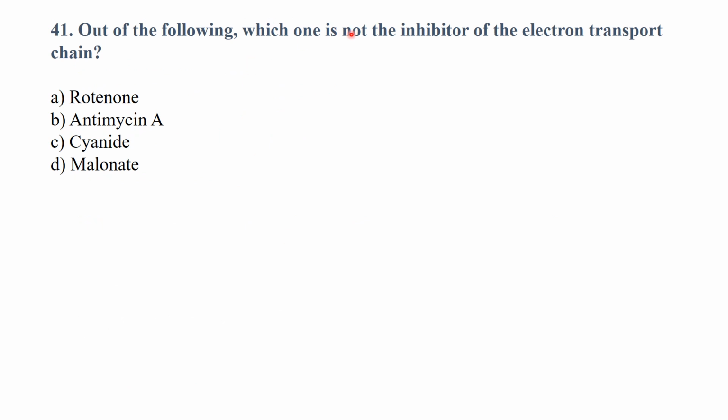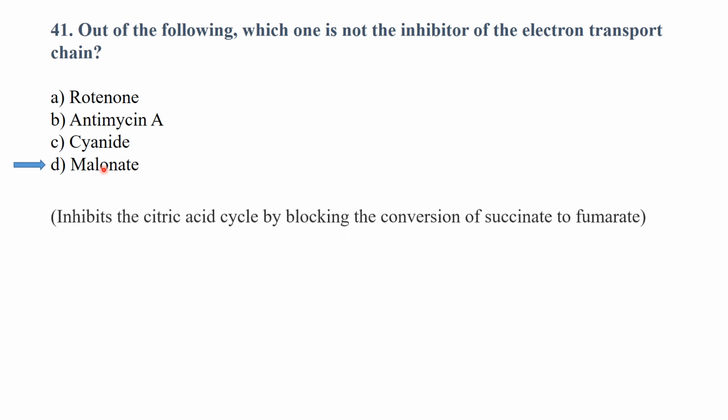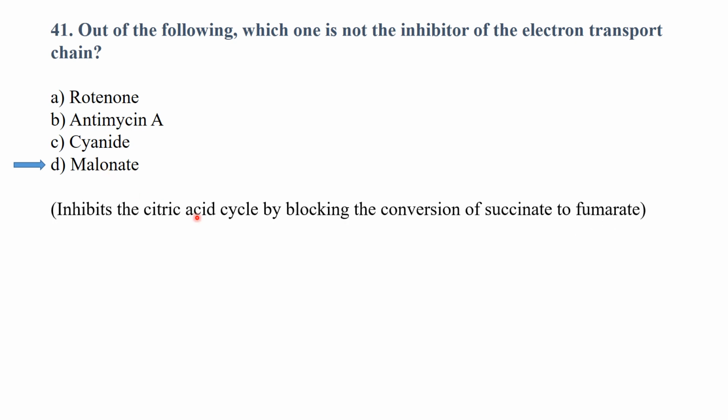Out of the following, which one is not the inhibitor of electron transport chain? तो इनमें से कौन सा इलेक्ट्रॉन ट्रांसपोर्ट चेन को इनहिबिट नहीं करता? तो मेलोनेट नहीं करता क्योंकि मेलोनेट जो है it inhibits the citric acid cycle by blocking the conversion of succinate to fumarate. तो अक्सर ये क्वेश्चन भी आता है, मेलोनेट इनहिबिट which of the following? तो सक्सिनेट से फ्यूमारेट के स्टेप को ये इनहिबिट करता है.